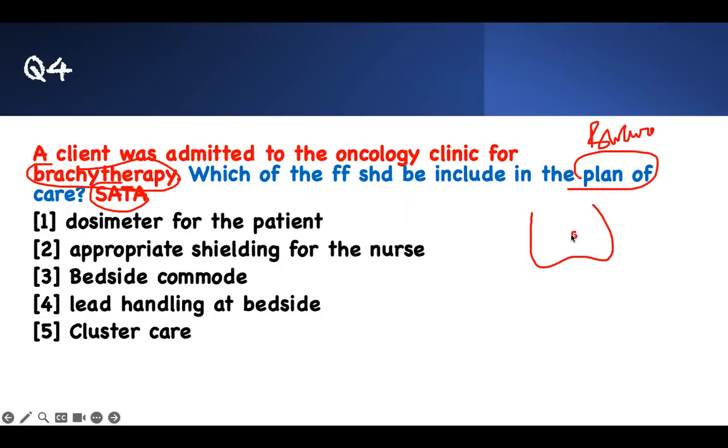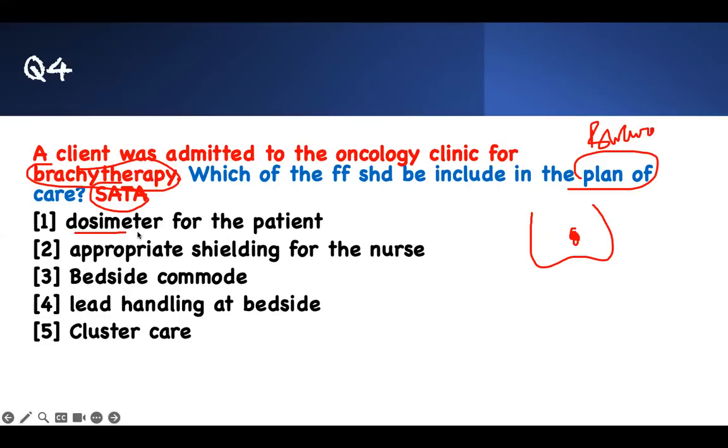Brachytherapy is somebody who's having radiation, but this is implanted in them, put inside them, and let the radiation do its job. It's internal radiation. It's different from external radiation. Then after that, they take it out later on. So you got to provide some radiation precautions.